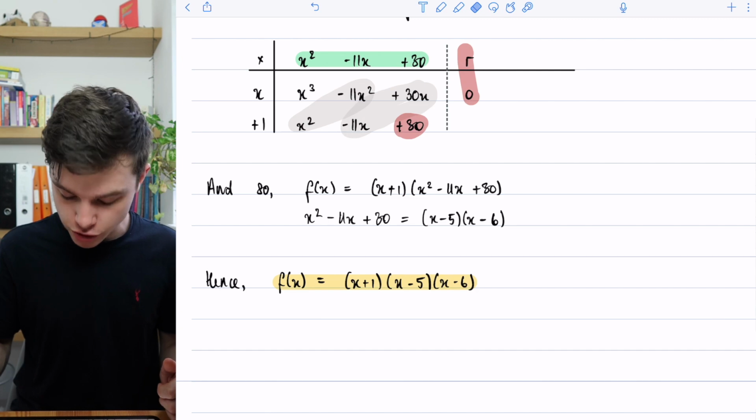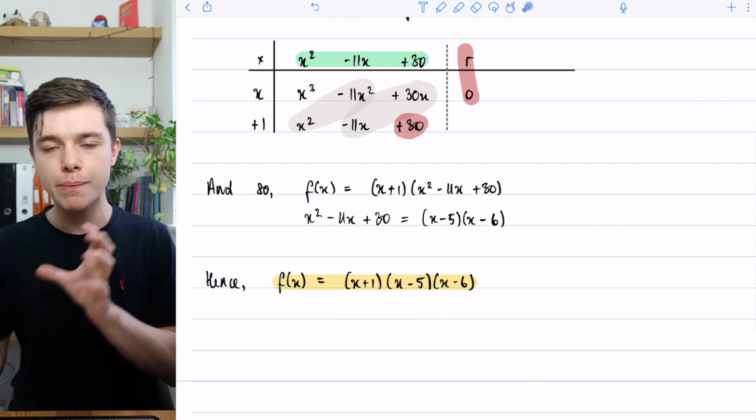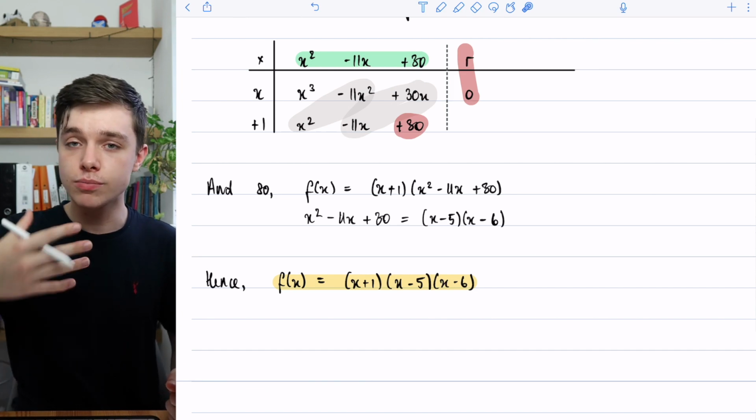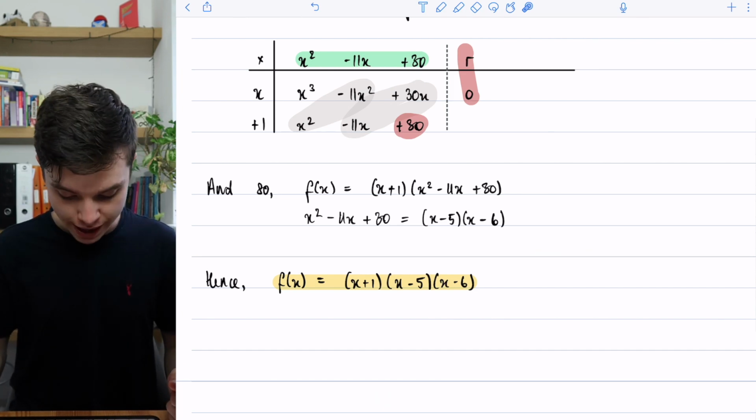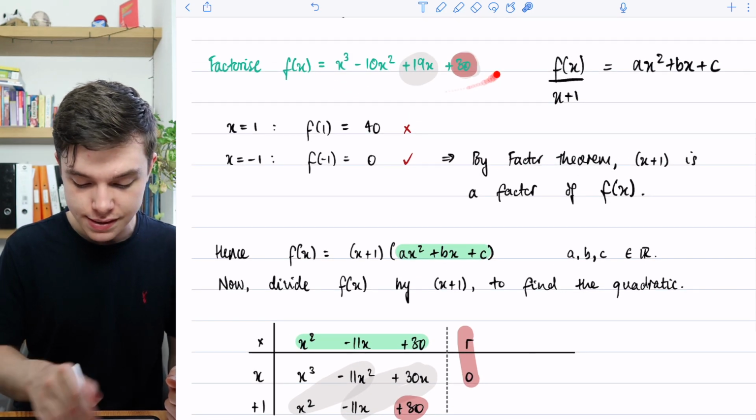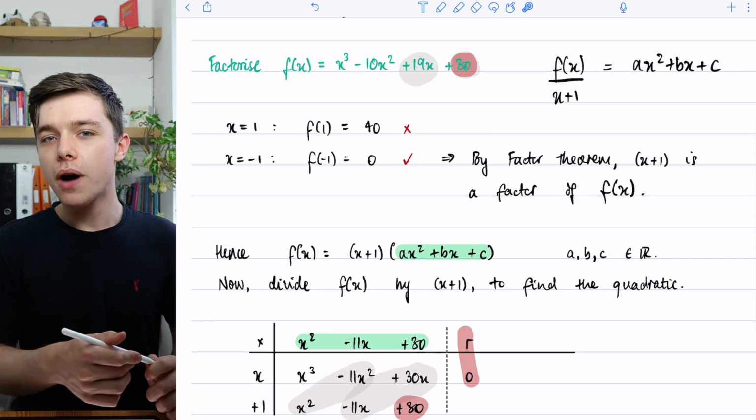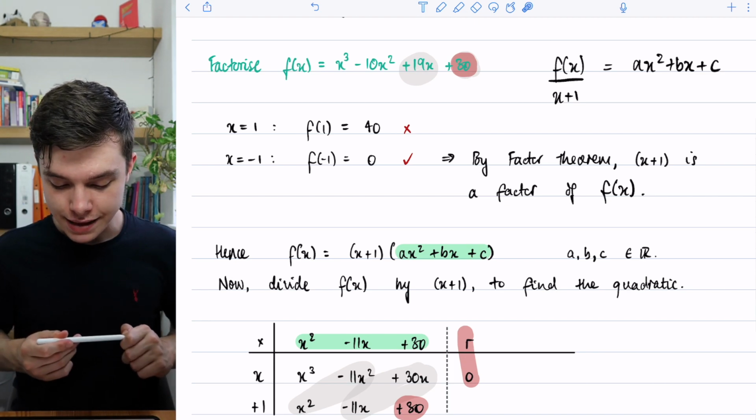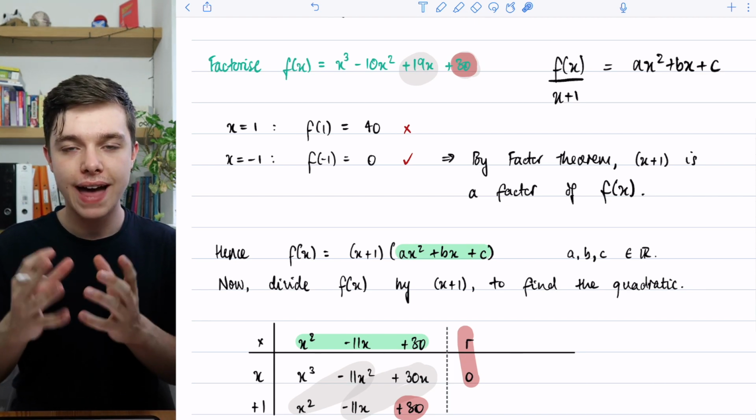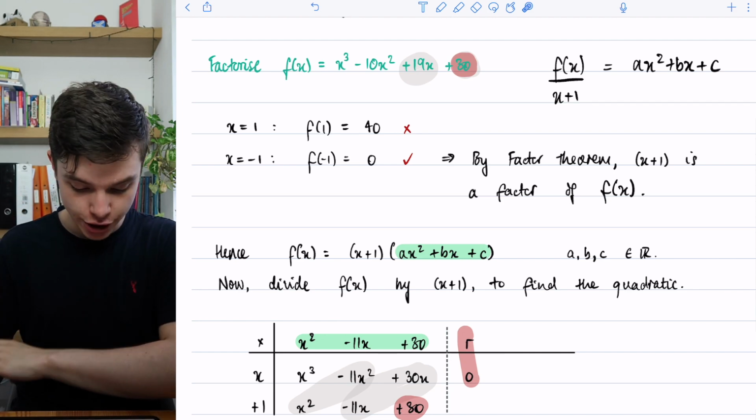Remember, f of x was the cubic, so we've got 3 brackets, they're all linear in x, so we can just multiply them out, and if we multiply them out, we will get the cubic that we started with. Okay, so hopefully that makes sense. That's how we can use the factor theorem to help us with our factorising cubics.